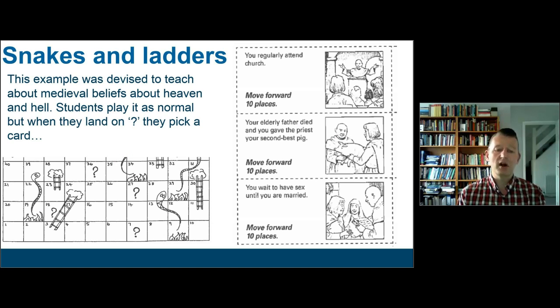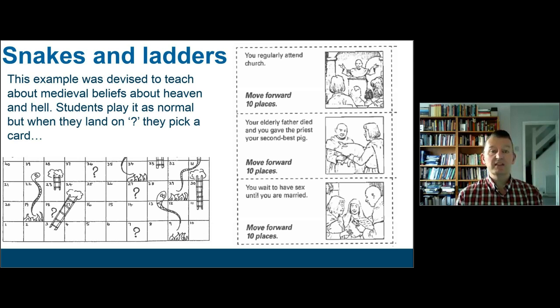So here's an example of one that I devised. Snakes and Ladders is a very commonly played game. You normally just roll a dice and you move along. If you land on a ladder, you go up. If you land on a snake, you slide back down, and the first person to the top of the board is a winner.